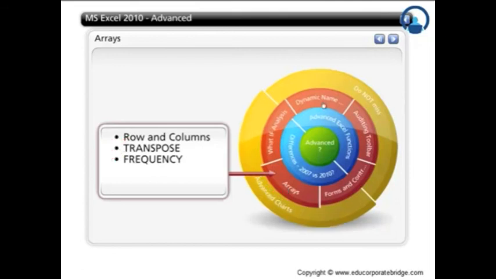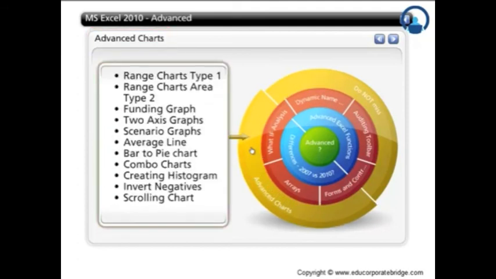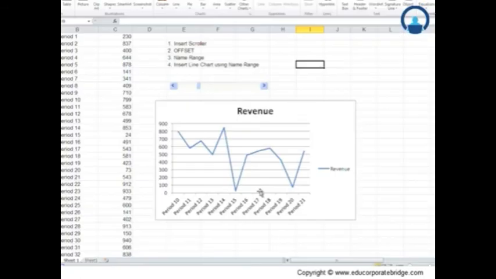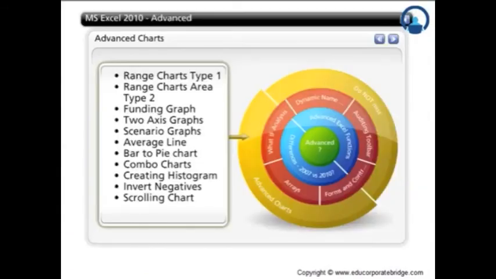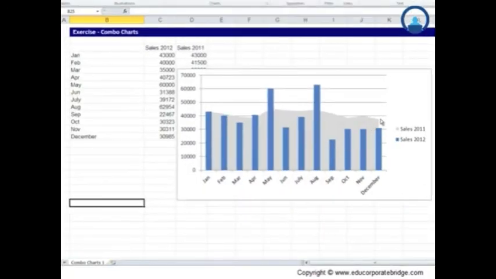In addition to all these, we will also learn advanced charts divided into various types, how to create a scrolling chart where you can define the data dynamically and your chart scrolls automatically. We can also look at different kinds of other charts like a combo chart, which provides various combinations of area chart versus the column chart.